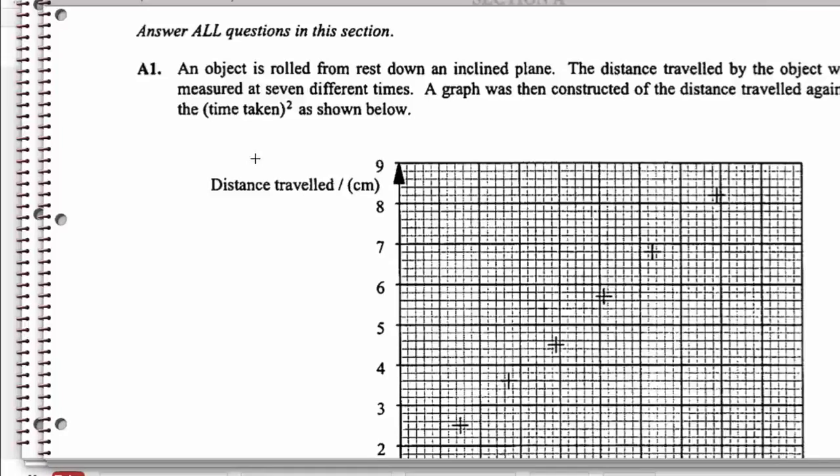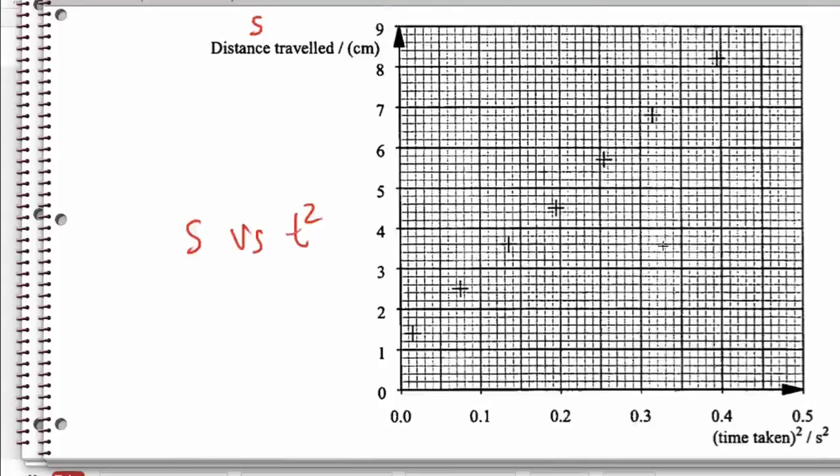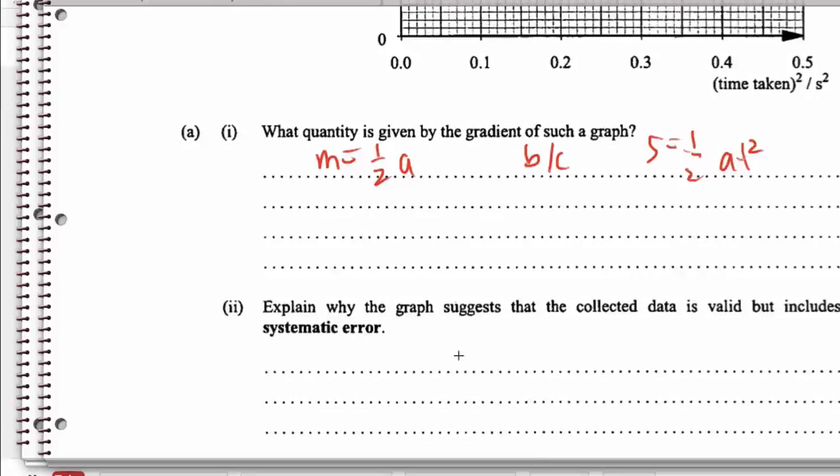Distance, position, displacement, that letter's S. We're graphing against t squared. So we have S versus t squared, and I've only given you a very limited set of formulas. So what we'd expect you to see is that this is a graph of S equals 1/2 AT squared, and that the slope should be equal to 1/2 A, because S equals 1/2 AT squared. Now the systematic error thing is not something we're going to cover in this unit. We'll do it a little bit later. But we know that there's a little bit of a problem here because we should start at 0.